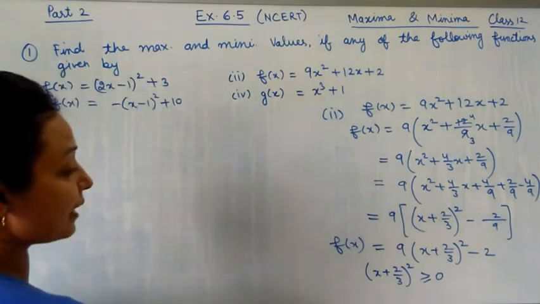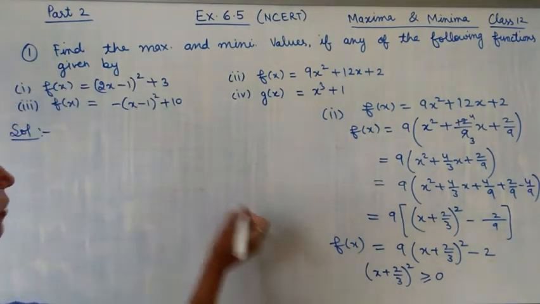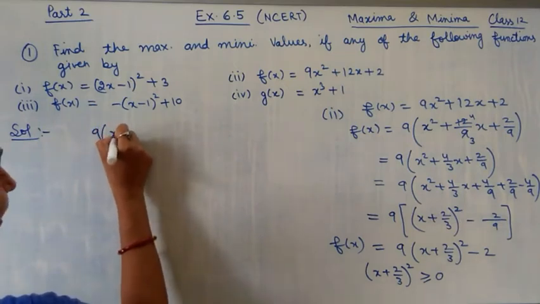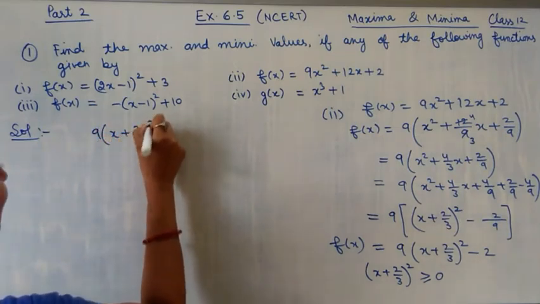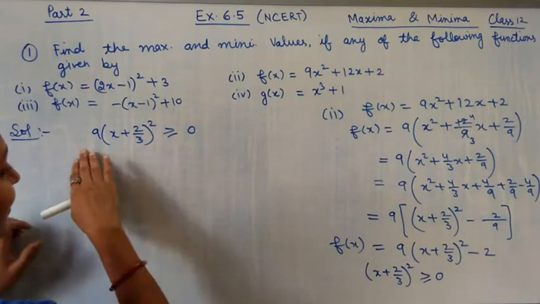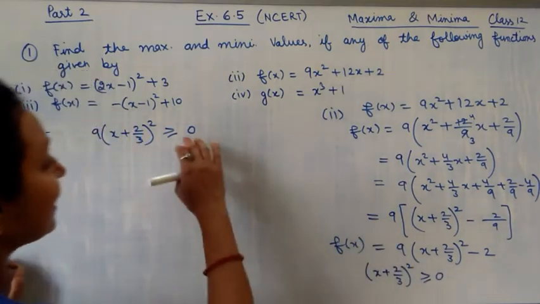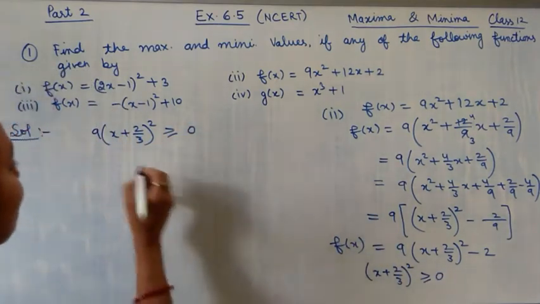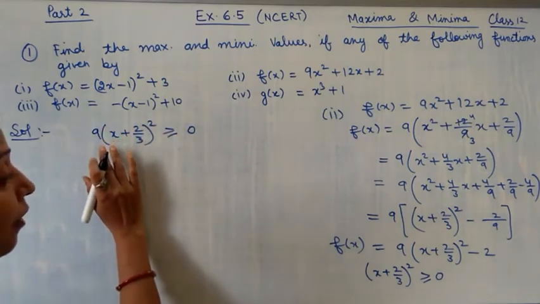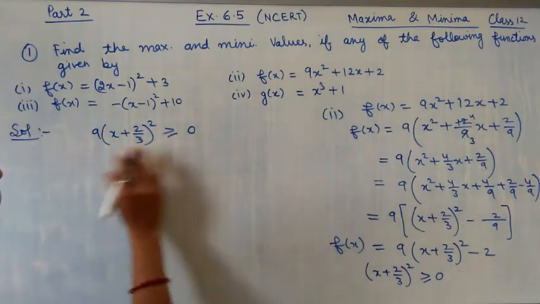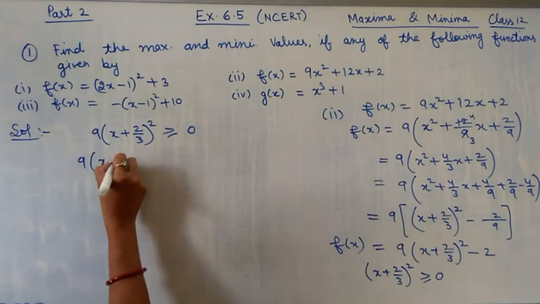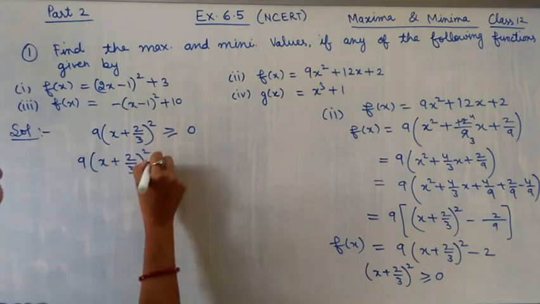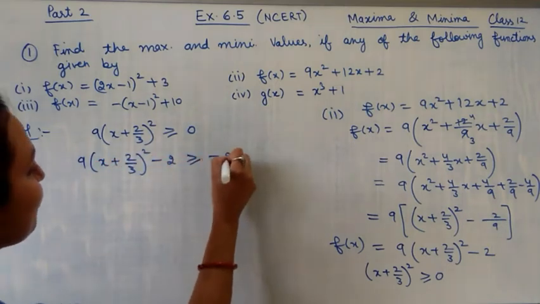Okay. Next is x plus, now I will multiply with 9. 9(x + 2/3)² is greater than or equal to 0. When multiplied by 9 on both sides, it will be equal to 0. Now subtracting, this is f of x, subtracting 2 on both sides, (x + 2/3)² minus 2 is greater than or equal to minus 2.